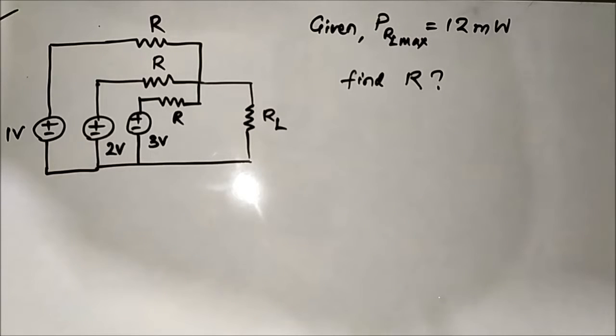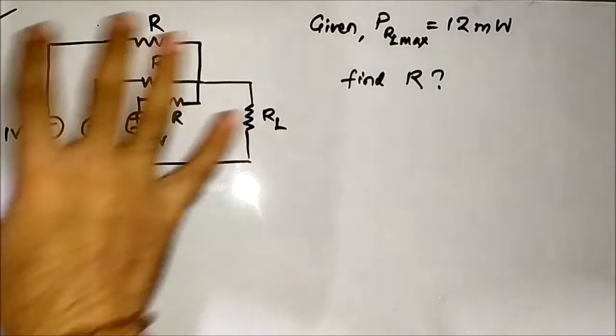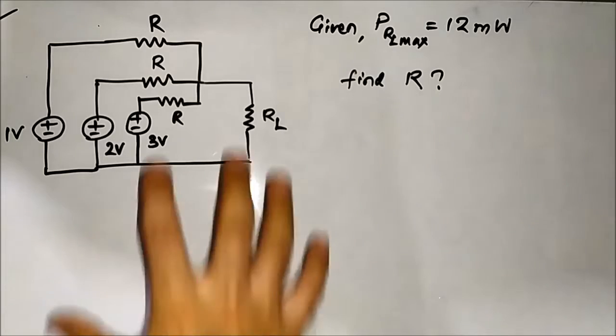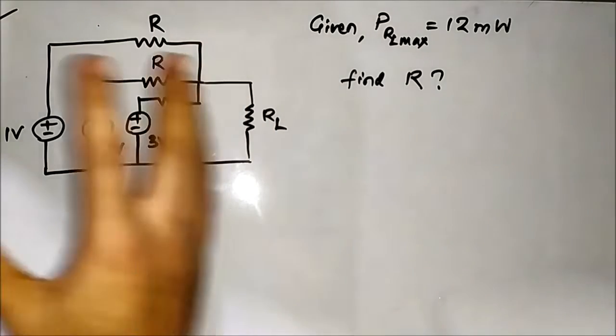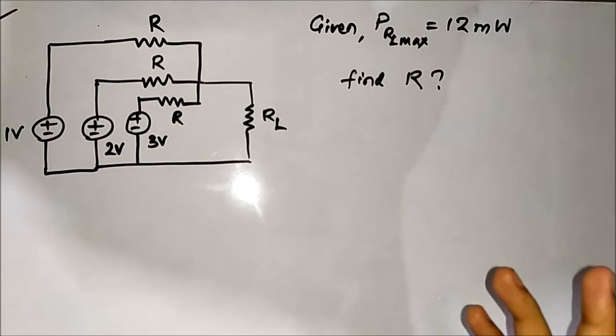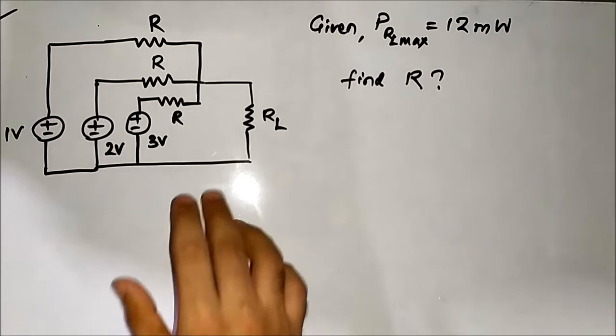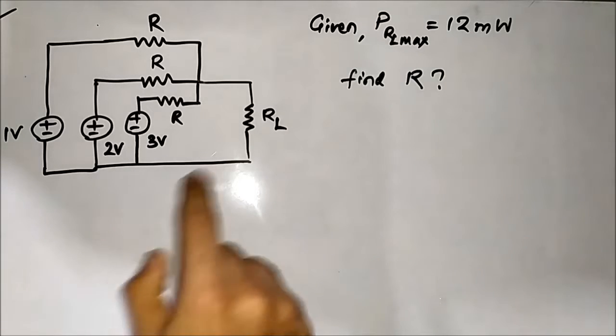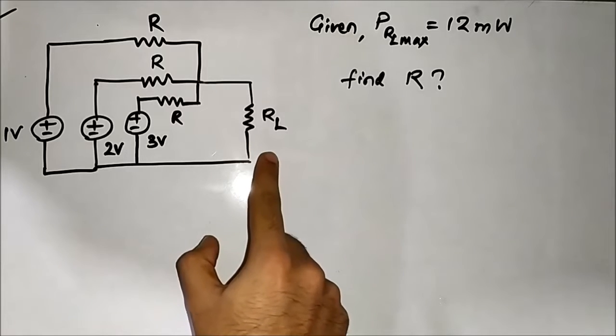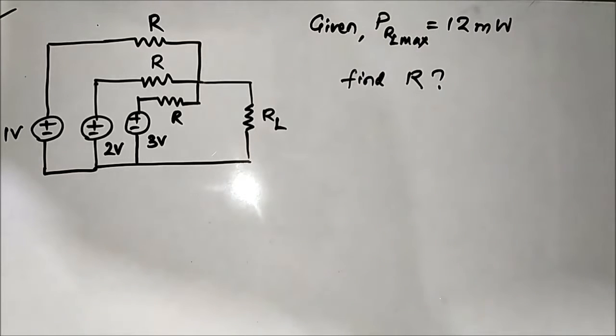Hello friends, so this is the 8th question related to the maximum power transfer theorem which we are going to discuss. Here we have this circuit which is connected in this fashion, and it has been given that the maximum power which is transferred to this load is 12 milliwatt. We have to find the value of these unknown resistors. These are all equal.